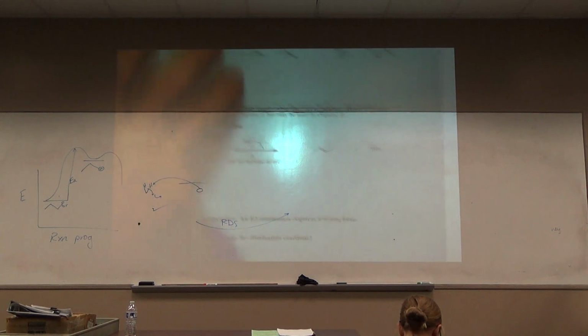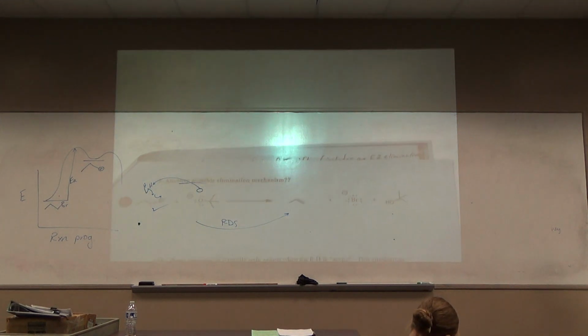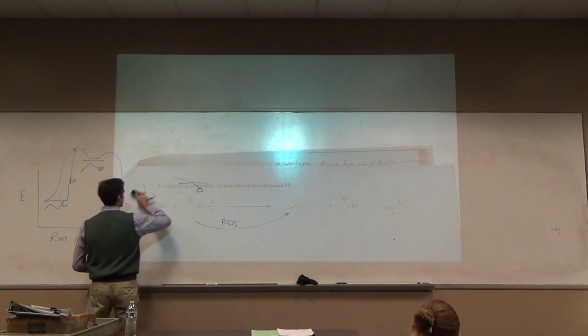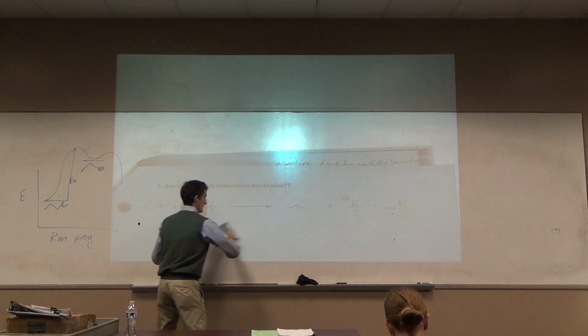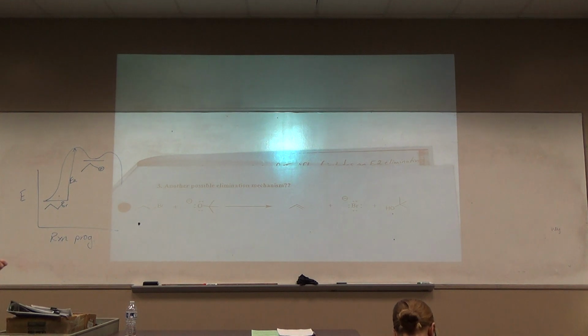Another possible mechanism. I showed two. Does anybody have a third? Can we do this another way? I showed one that formed an ionic intermediate, carbocation. I showed one that formed no intermediate. Could we show another mechanism? What's another way to get to these products?